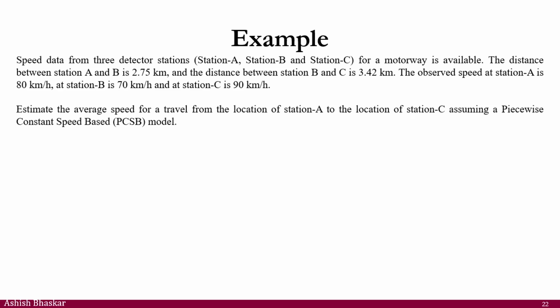How have you done it? 80 into this distance, 70 into the distance between. But why have you done it that way? Why did you multiply by the distance? So speed is equal to distance over time, right? If you multiply speed with the distance, what do you get? What is the unit of that?